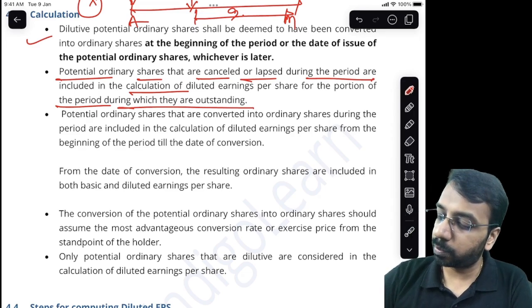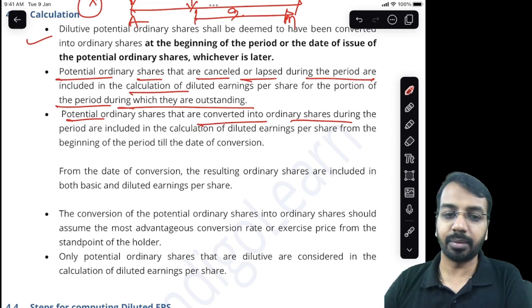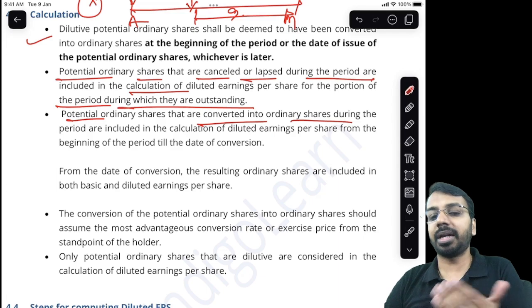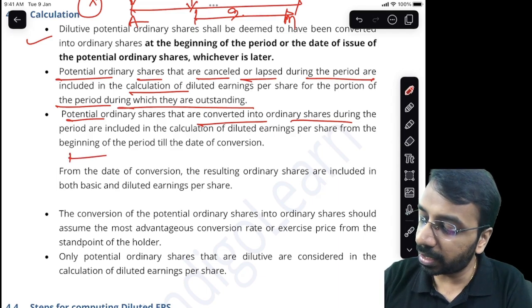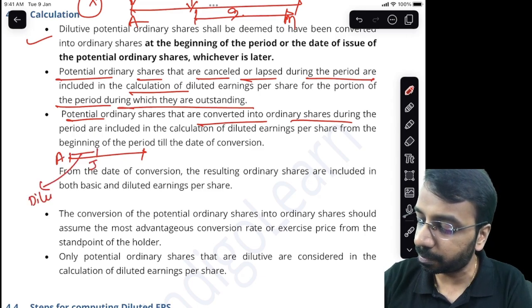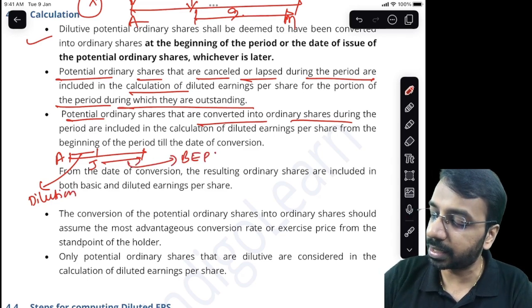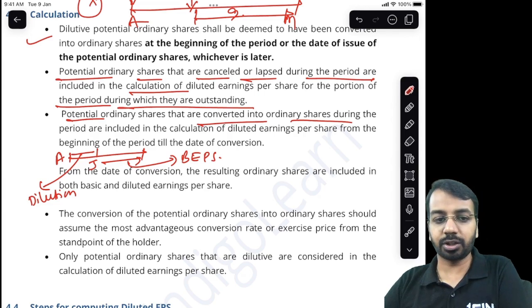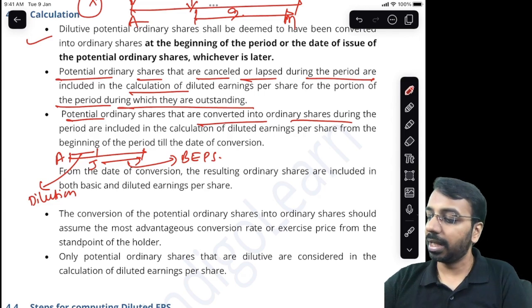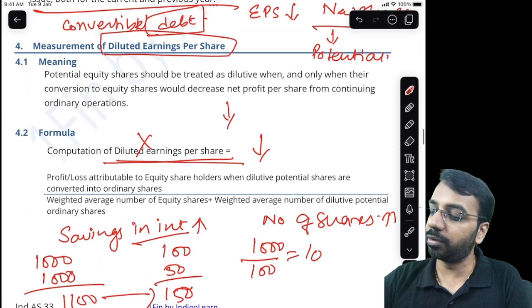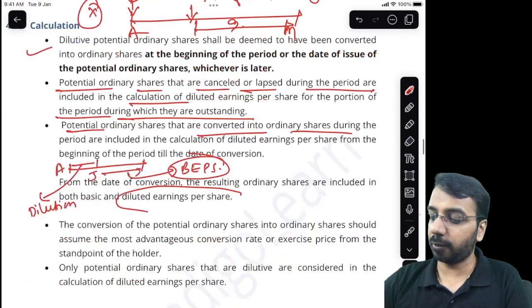Okay, then if potential shares are converted during the period, meaning it was convertible preference shares at the beginning and during the period they got converted, then what will happen? From the date of opening, let us say April, till June, this period will be considered for dilution, and from this period onwards this becomes calculation for basic earnings per share. Okay, so after the conversion they will be considered for basic earnings per share. When you consider for basic earnings per share, automatically in the formula for diluted earnings per share also it will be considered.